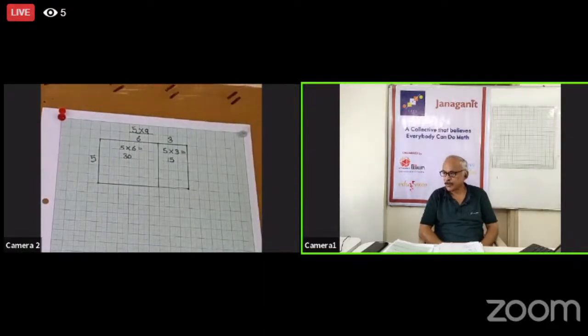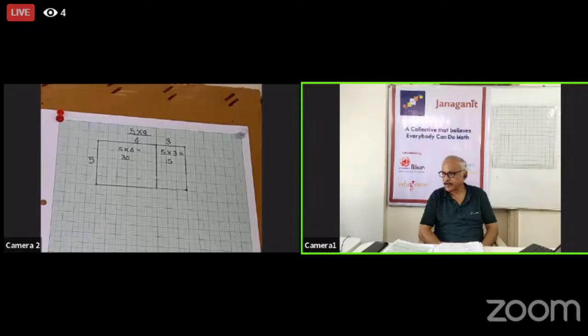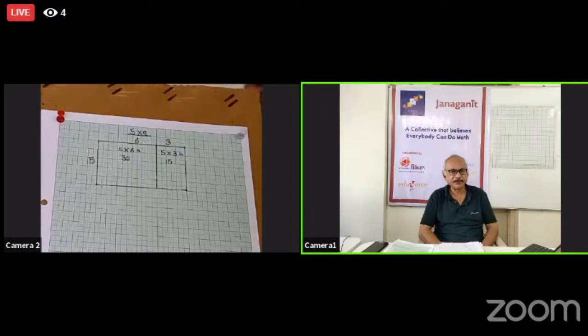What are the 2 parts? One part is 30 and the other part is 15, right? So 45 is the sum of two parts. 45 is 30 plus 15. Very good.